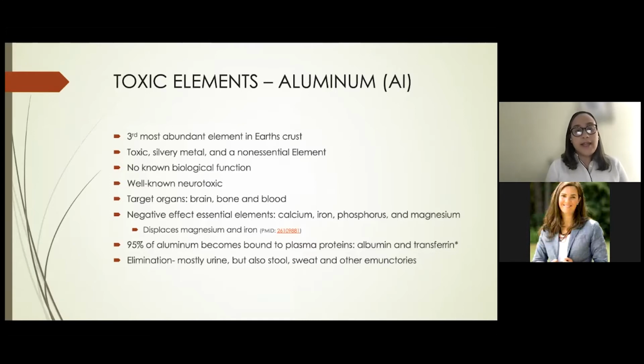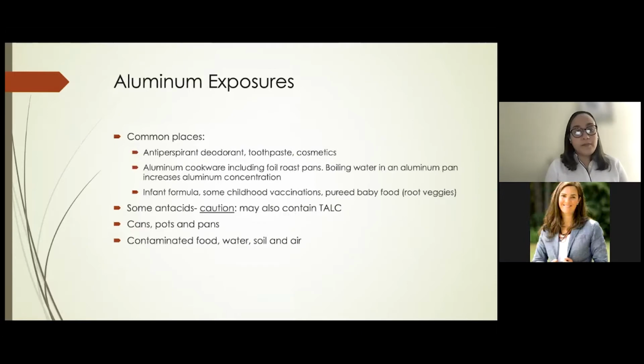And how do we eliminate aluminum? Mostly through the urine, but it can also be eliminated via stool, sweat, and other emunctories like perspiration, etc. So what are some common places where we think about aluminum exposure in regards to the patient or the client? Antiperspirant deodorant, absolutely number one place, right? And that's kind of self-explanatory. Toothpaste is another area, and cosmetics, especially cosmetics that come from overseas that are not well regulated. We're thinking about possible aluminum exposure.